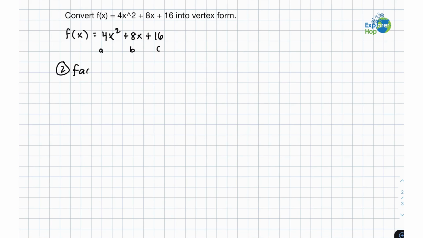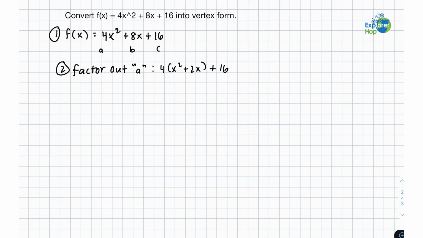So I'll label this step 1, factor out a from just 4x squared plus 8x. So that would give us 4 times x squared plus 2x, and then we leave the c outside the brackets. Now I could factor out 4x, but in the interest of converting this to vertex form, we only want to factor out the coefficient and not take the variable with it.